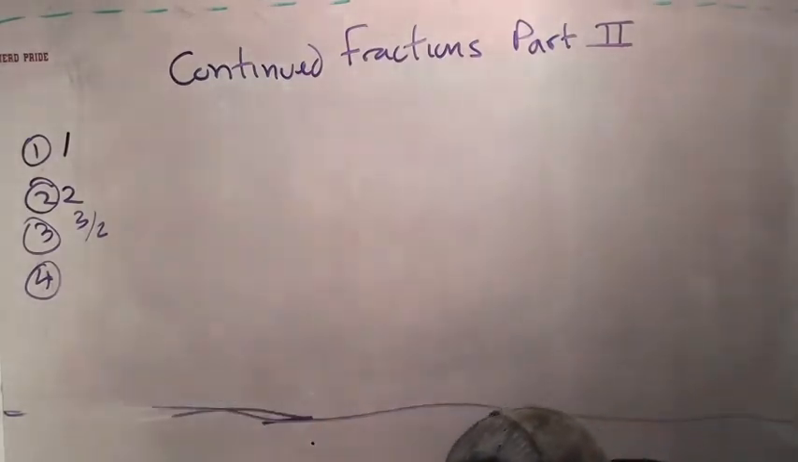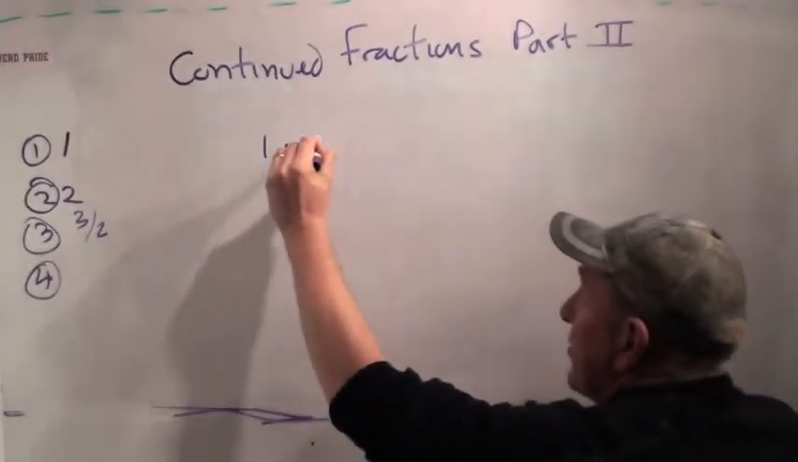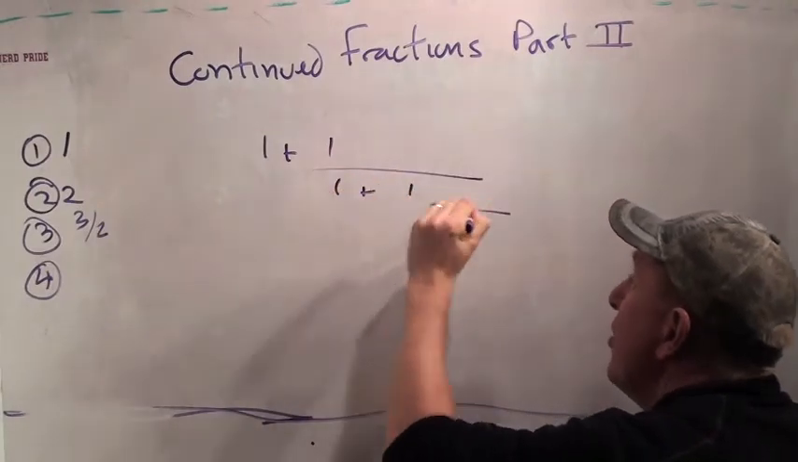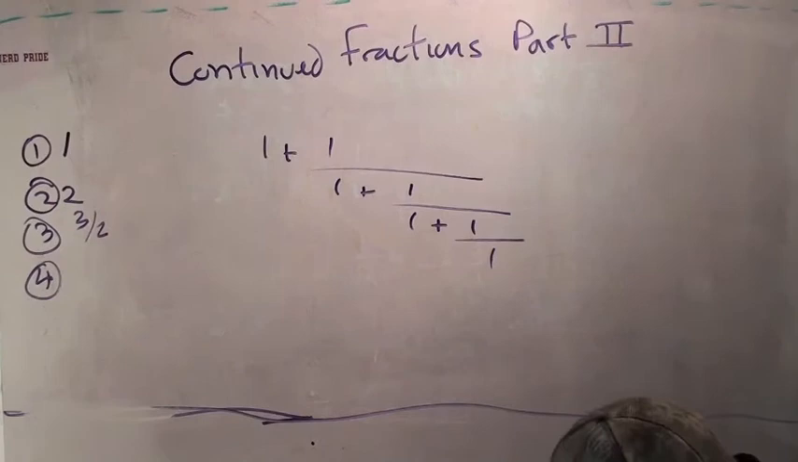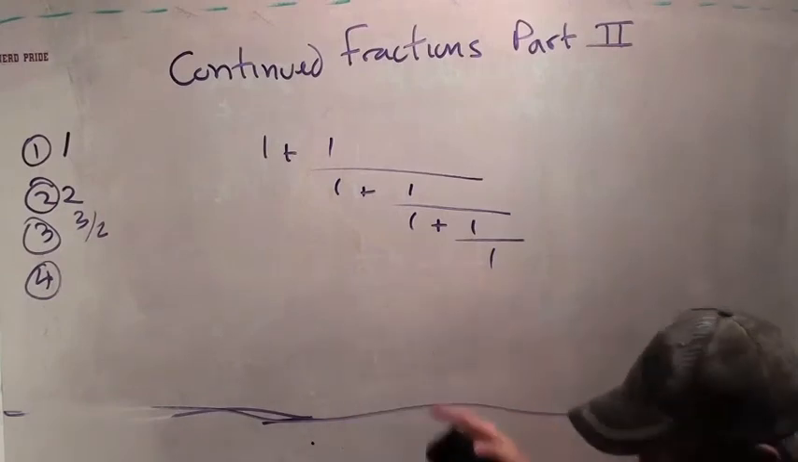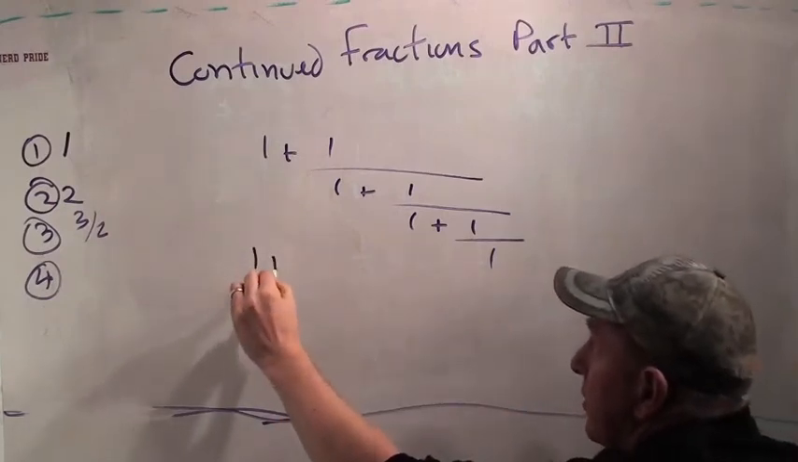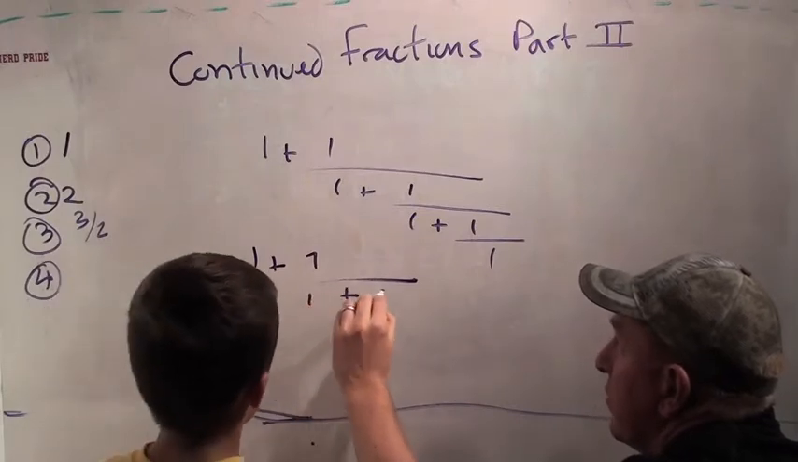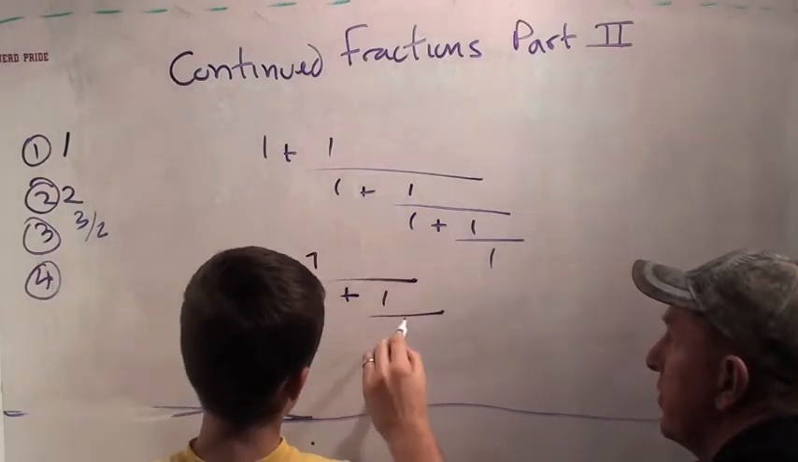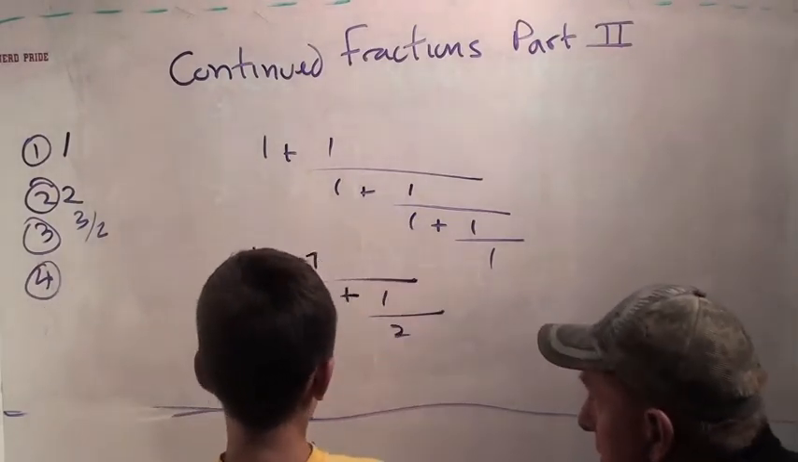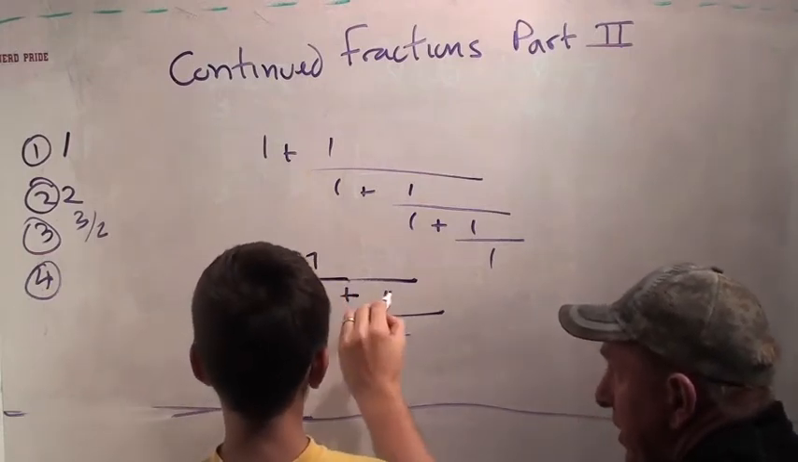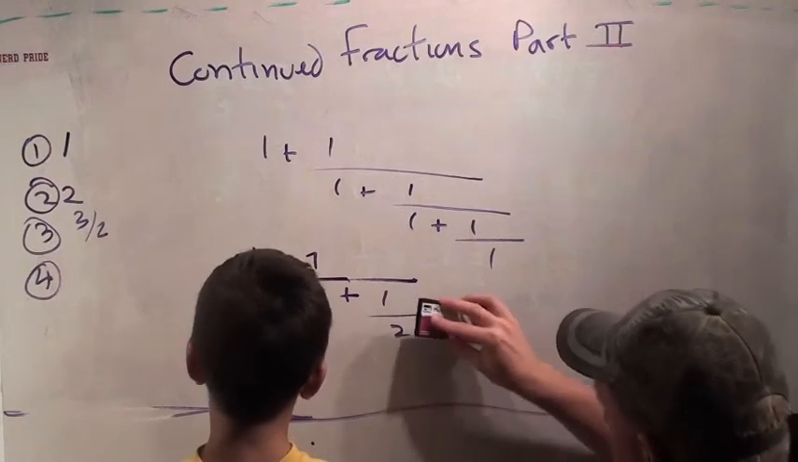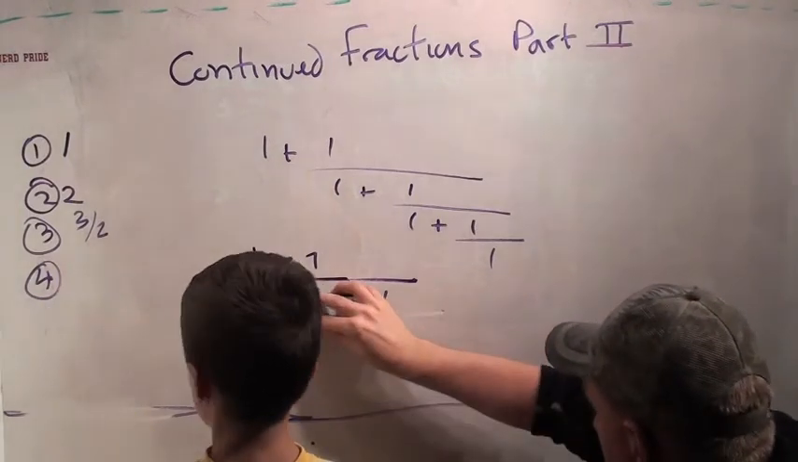Let's see what comes next. You ready? 1 plus 1 over 1 plus 1 over 1 plus 1 over 1. Okay, so we've got to evaluate the bottom of this first. So this is equal to 1 plus 1 over 1 plus 1 over 1 plus 1, which is 2. And on the bottom here we have 1 plus 1 half, which we already said was 3 halves, right?